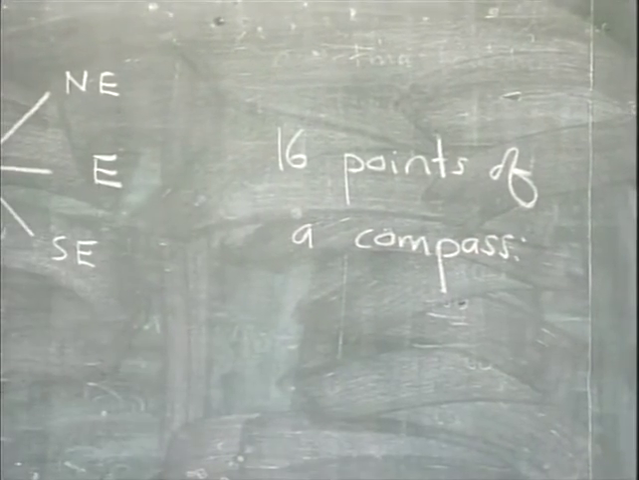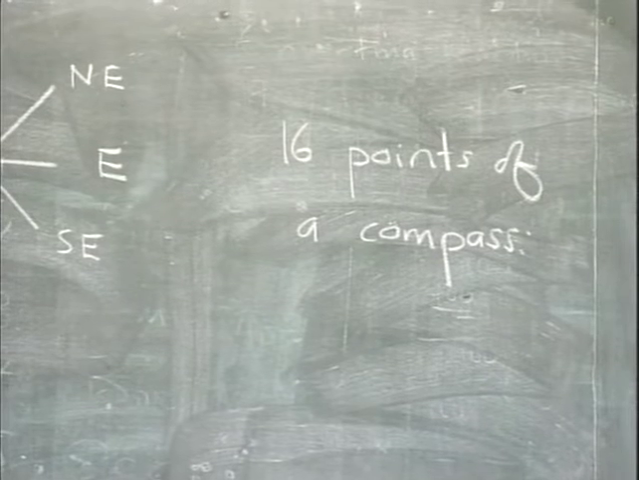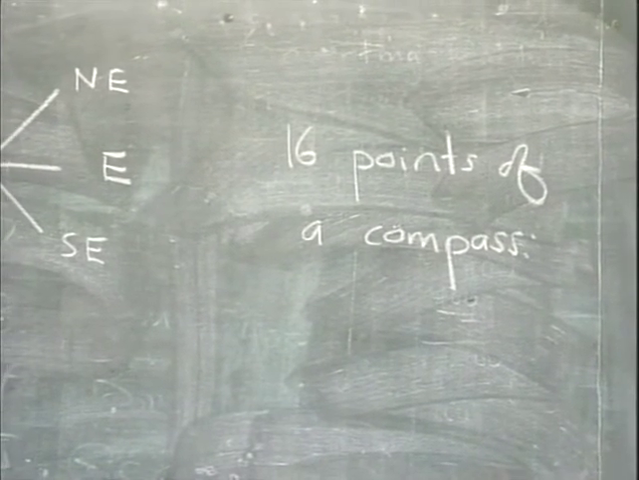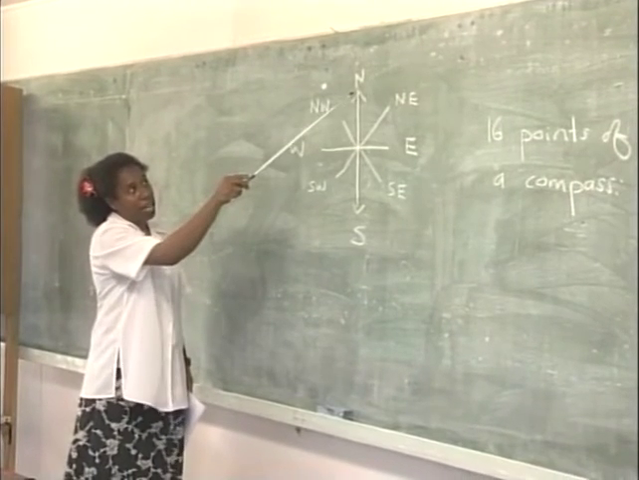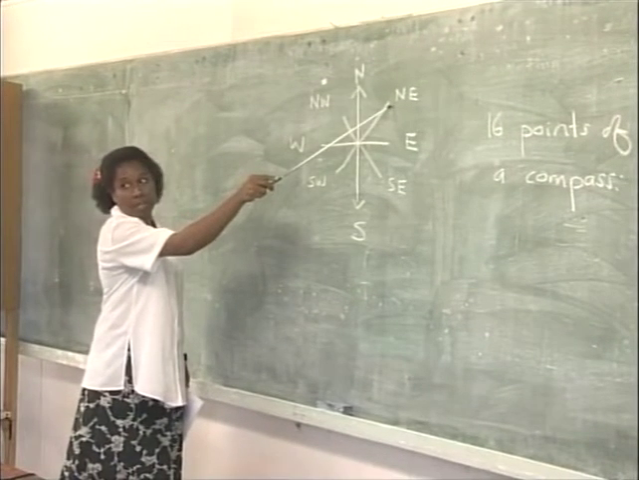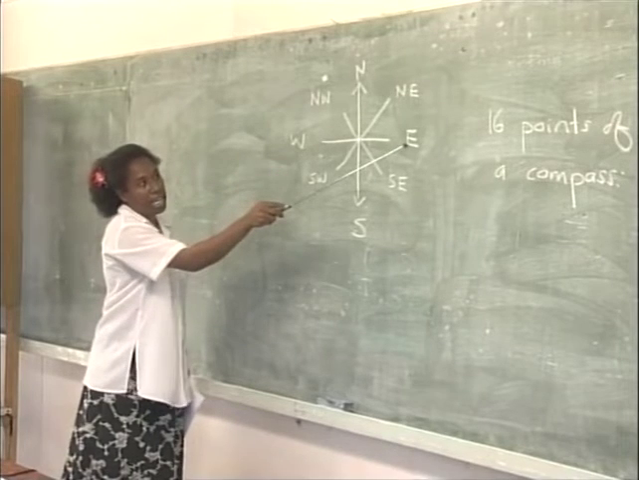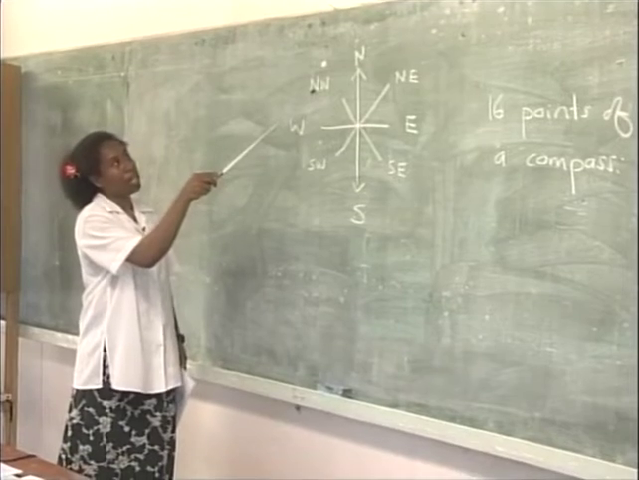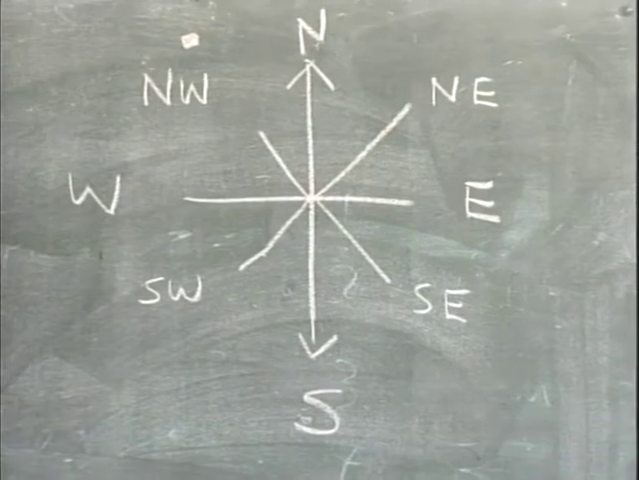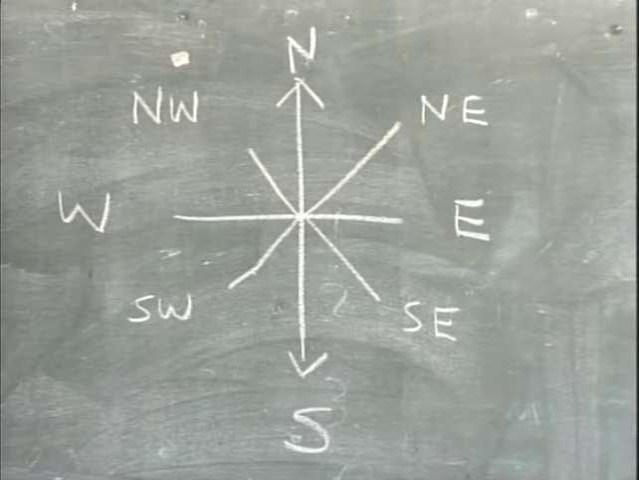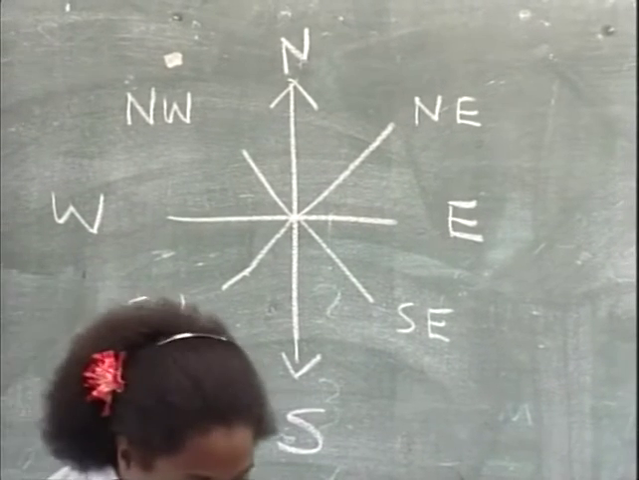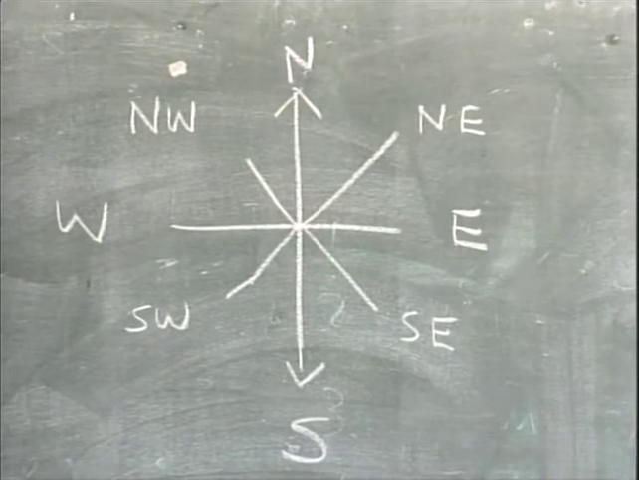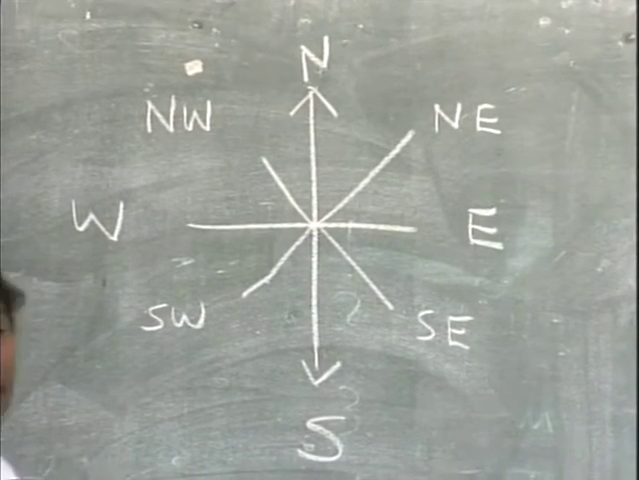Okay, what I'd like you to do now, the next thing, is I mentioned that we should know the 16 points of a compass. So I'd like you now to include, on what you already have, the direction between north and northeast. Similarly, the direction between northeast and east, east and southeast, and so on, until you come to the direction between northwest and north. That should take you 2 minutes to complete. When you have completed that, we should have 16 points of a compass rather than just the 4 cardinal points.